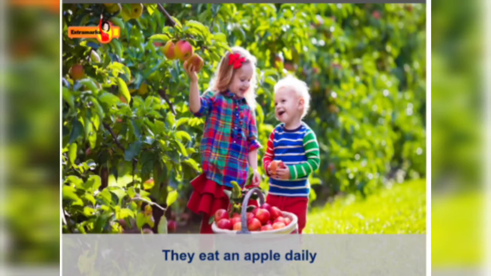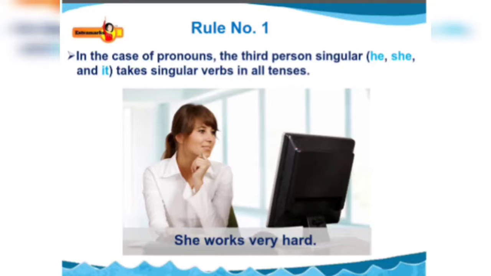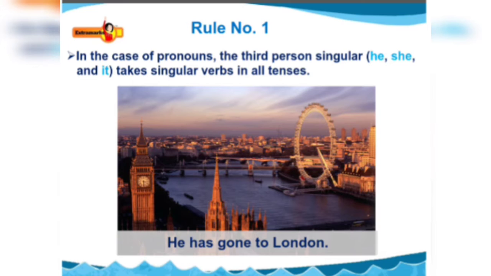There are different rules for subject-verb agreement. Let's take a look at what they are. Rule number 1. In the case of pronouns, the third person singular, he, she, and it, take singular verbs in all tenses. She works very hard. He has gone to London. Let's understand it with the help of a table.